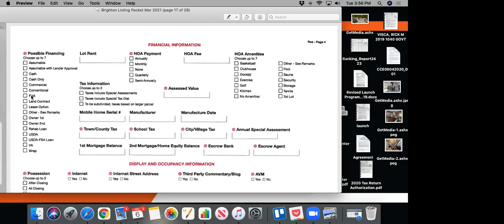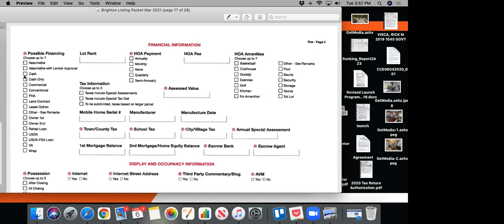I can also tell you that condos do not allow FHA financing. Some townhouses do not. Mostly all condos do not. So these are top dogs.